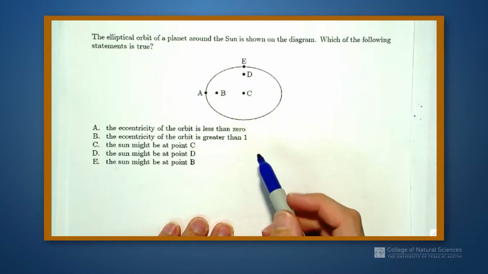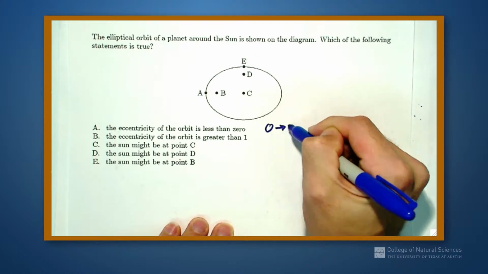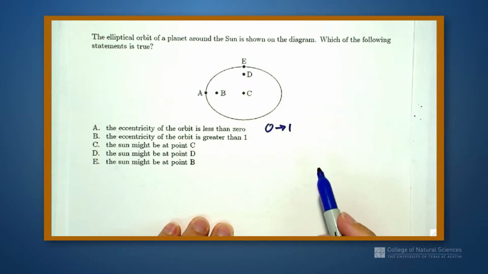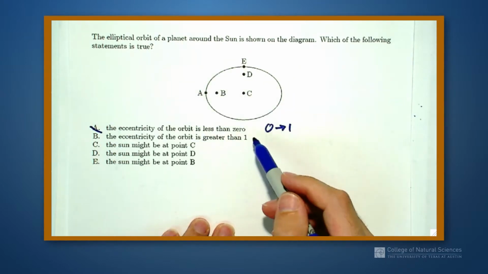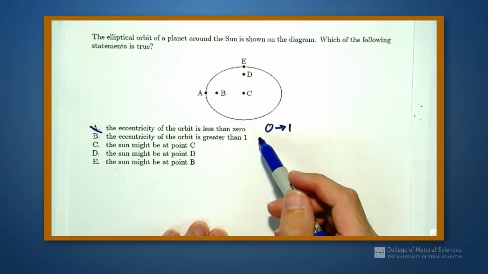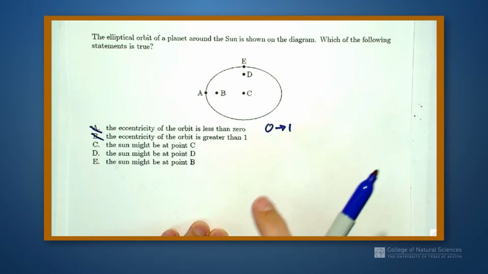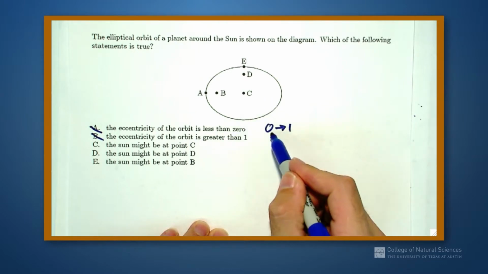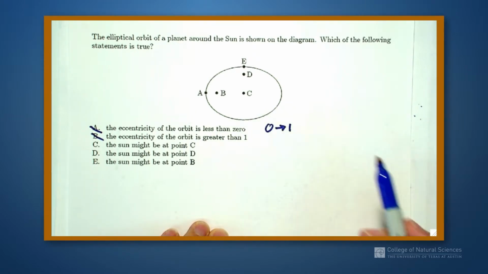So I know that an ellipse has an eccentricity between 0 and 1. So my eccentricity less than 0 is not right. My eccentricity of the orbit is greater than 1. Both of those are wrong because I know that my eccentricity for an ellipse is going to be somewhere between 0 and 1. At 1, it turns into a parabola, and at 0, it is a circle.